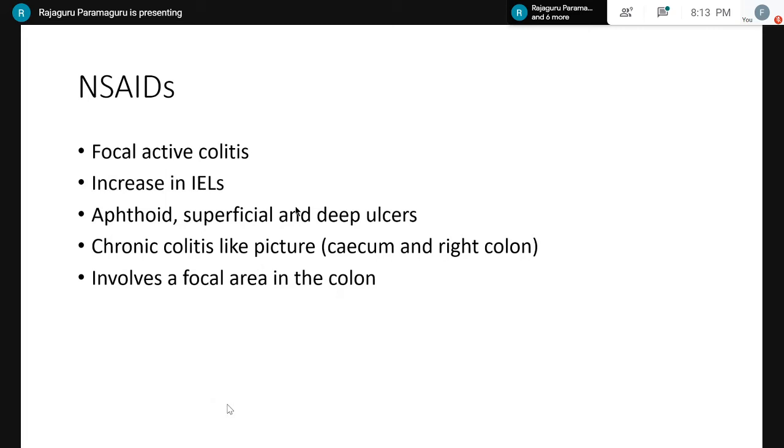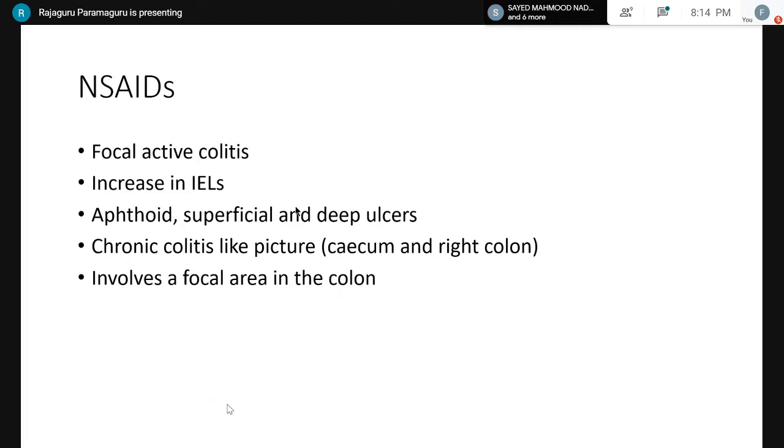So that is why, without finding a granuloma, I usually refrain from the diagnosis of Crohn's disease. Unless I find a granuloma plus other chronic active features, then I give a diagnosis of Crohn's disease. If not, I just stay away. It can involve a focal area in the colon, so it is not going to involve multiple sites. The right colon is more frequent.